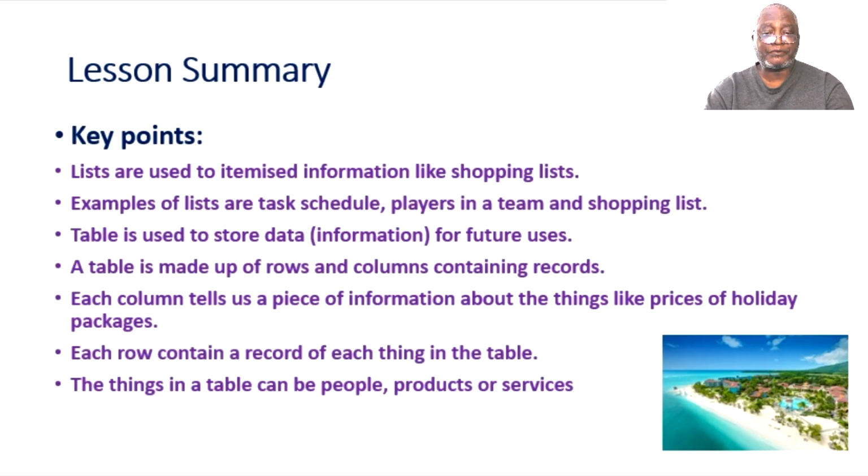A table is made up of rows and columns containing records. Each column tells us a piece of information about the things, like prices of holiday packages. Each row contains a record of each thing in the table. The things in a table can be people, products, or services.